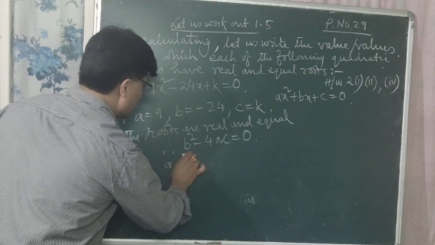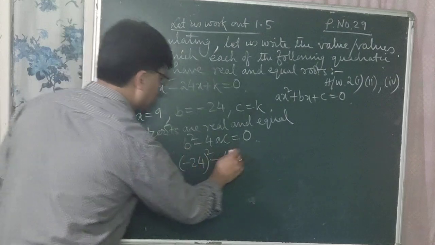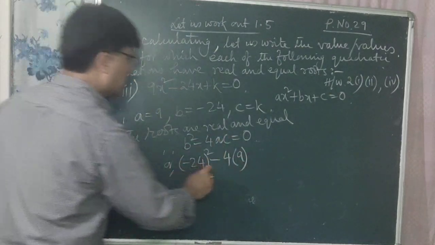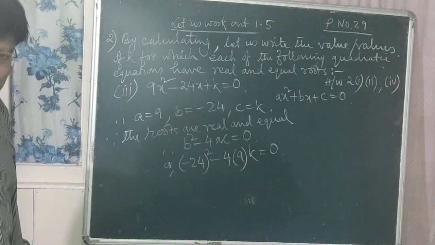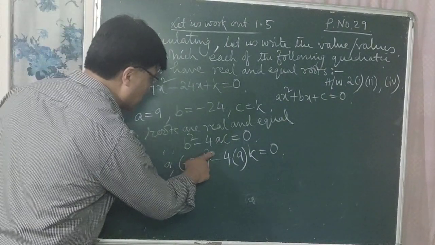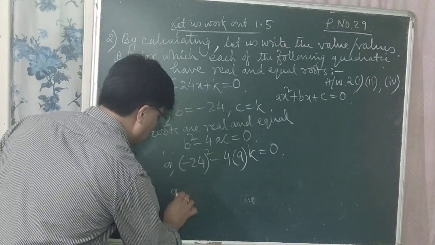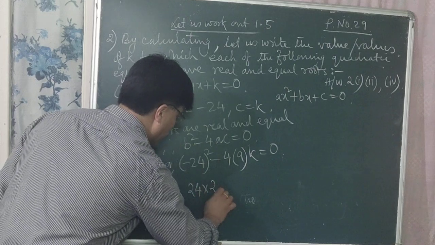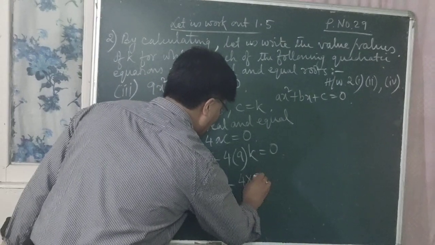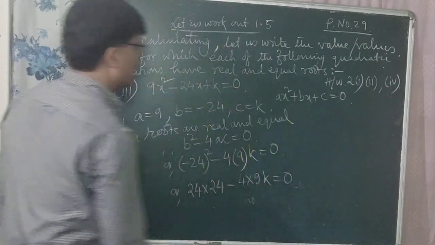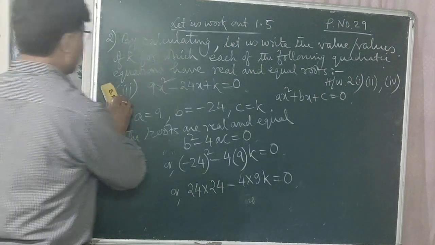So what is b whole square here? Minus 24 whole square minus 4 into what is a? 9. And what is c here? k, which is equal to 0. Is it clear to all of you? Don't simplify it. Just write down 24 into 24 minus 4 into 9k, which is equal to 0. Okay? Let us solve it now.